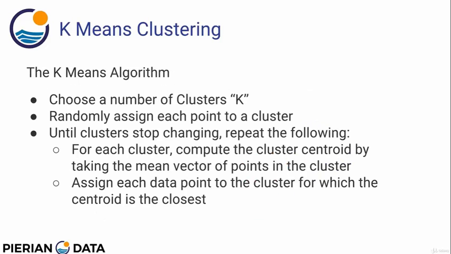How does the algorithm actually work? Well, you first choose a number of clusters K, and we'll discuss how to choose K later on. Then you randomly assign each point in your data to a specific cluster. Then, until the clusters stop changing, you repeat the following steps. For each cluster, you're going to compute the cluster centroid by taking the mean vector of points in the cluster. Then, you assign each data point to the cluster for which the centroid is the closest.